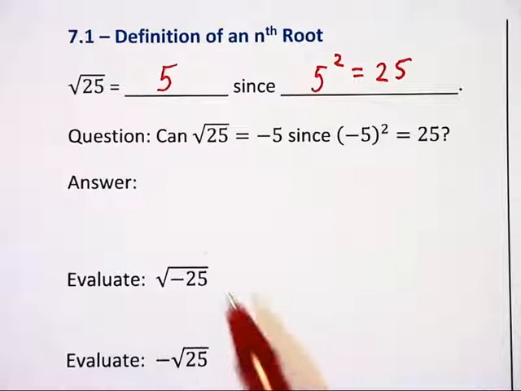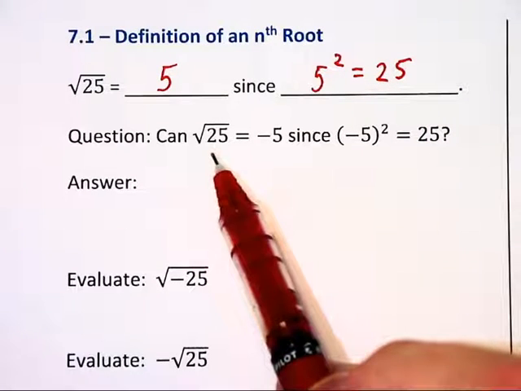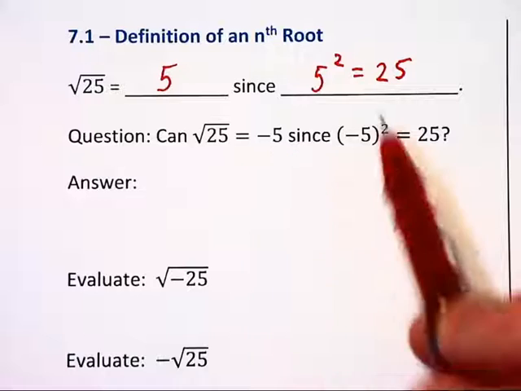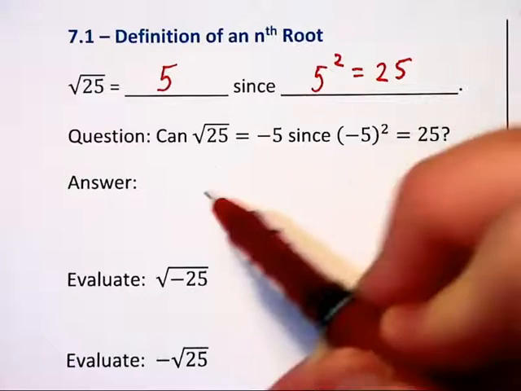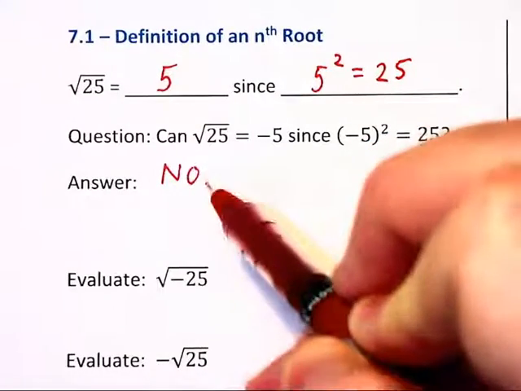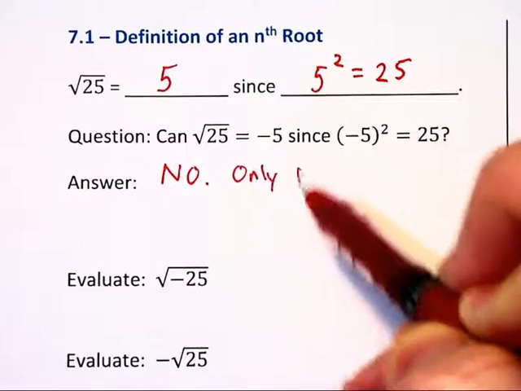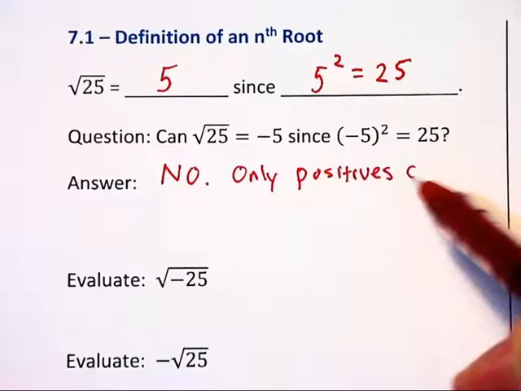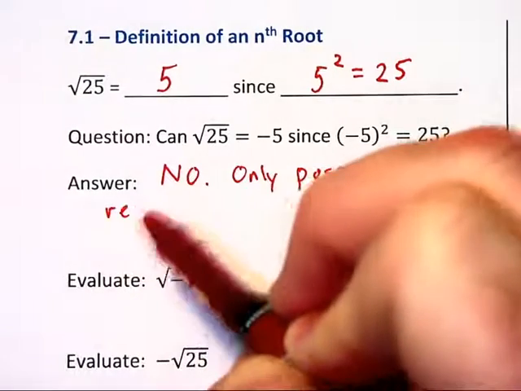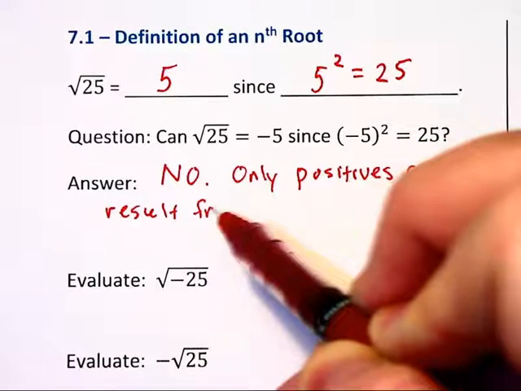Now the question that follows from this is, can the square root of 25 equal negative 5, since negative 5 squared will be positive 25? And the answer is no. Only positives can result from a square root.